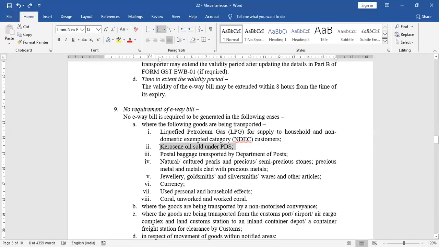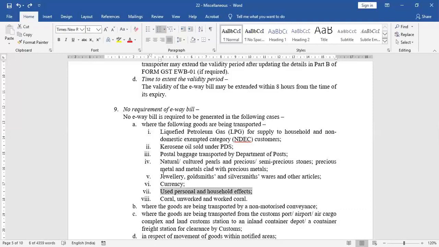Kerosene oil under public distribution system at ration shops, at slums, or at any lower income class areas, you have ration shops where kerosene oil is sold at subsidized price. Moving kerosene oil in such situations doesn't require the e-way bill. Postal baggage by Department of Post. Department of Post doesn't require e-way bill to move the goods. Currency. Currency is moved from one place to another in ATMs, from bank to ATMs, from RBI to banks, etc. No e-way bill is required.